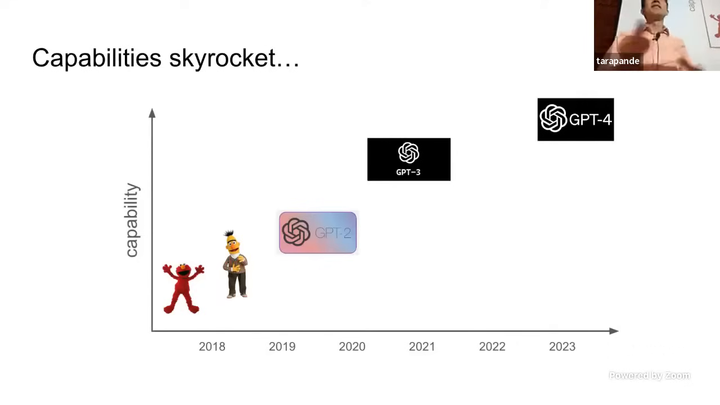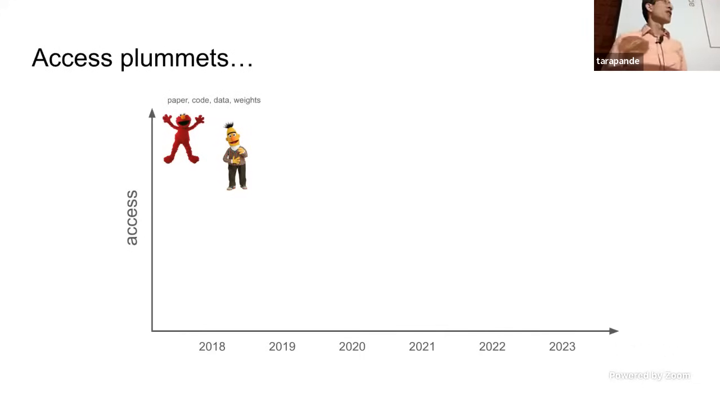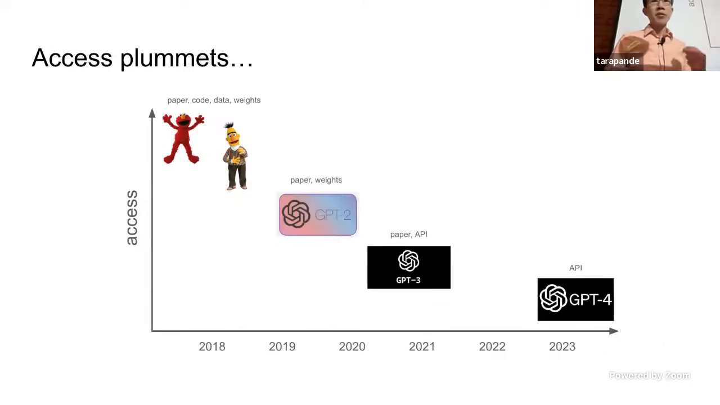So everyone has seen some sort of figure like this, where over the last few years, the capabilities of these models have simply skyrocketed. But what's less appreciated is that the openness and access to these models has plummeted almost symmetrically. We used to have access to the full paper, weights, code, data, and now all we have is the API. It's a very good API, but it's just an API.